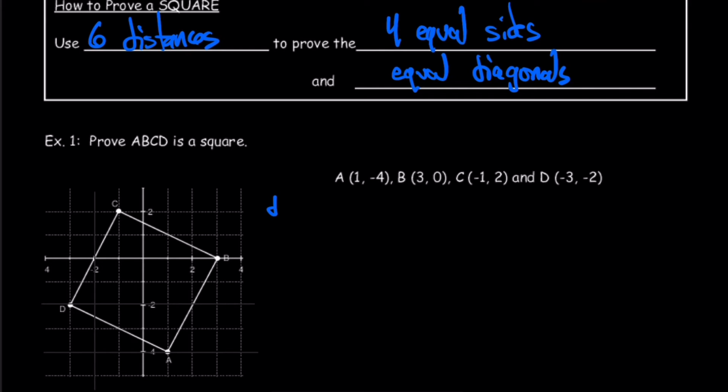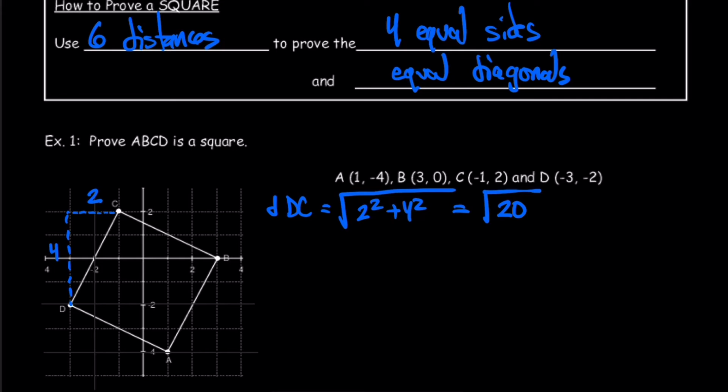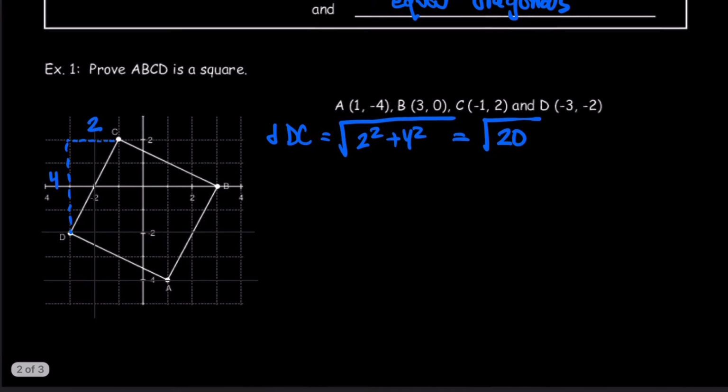Doesn't matter what side we start with. I'll start with DC. So the distance from D to C equals the square root. And again, this is work you need to show over here. I know I've mentioned this a lot throughout the unit, but we have to show that for using this visual method. So delta x is 2 by counting there. Delta y, 1, 2, 3 is 4. So I have 2 squared plus 4 squared. You can throw that into the calculator, or this is pretty easy to do. 4 plus 16, that's square root 20. Now I know because it's a square, all 4 sides better be square root 20. But you have to show that because this is a proof.